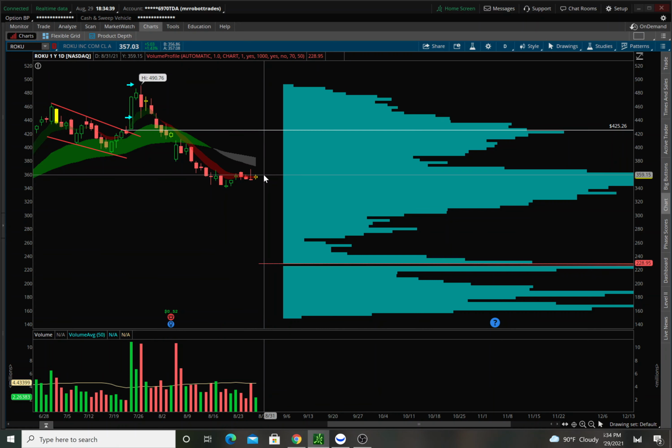I kind of like this in general as more of a long-term bullish setup, but you could set triggers on either side. If you broke above this 359, you have room pretty clearly to 368, so that's a good 5-point move.